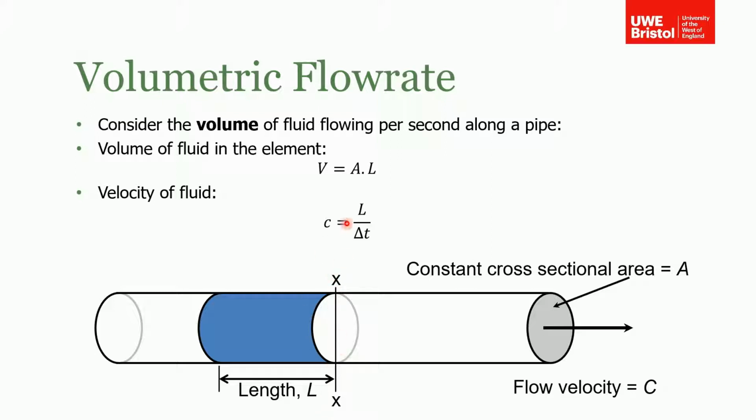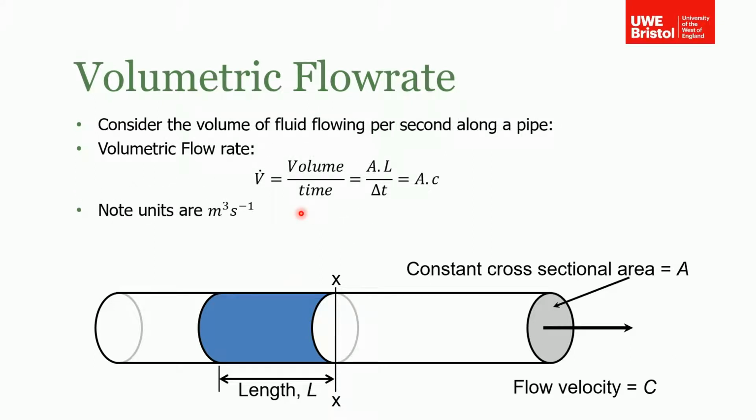Now the volume of fluid in the element is the area of the cross-section of the pipe times the length. The velocity of the fluid is the distance that it travels, which is L in this instance, divided by the time that it takes, delta t. So C is distance over time.